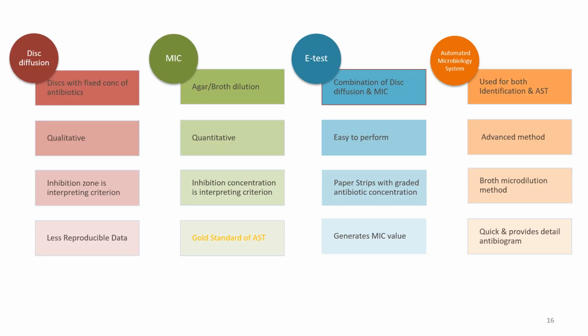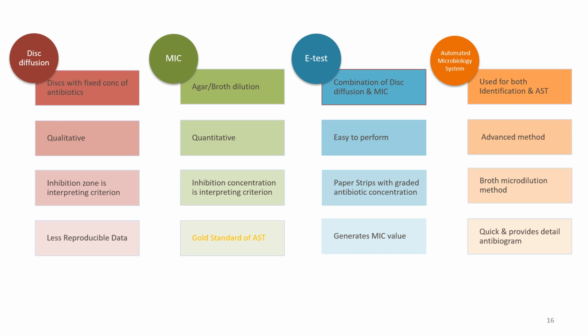To summarize, there are disk diffusion, MIC, broth dilution, E-test and automated methods. For disk diffusion, it provides qualitative results. Antibiotic discs are used. The zone of clearing around the antibiotics is taken as the criteria to interpret it. However, it has less reproducible data. The gold standard is MIC, that is broth dilution. It provides quantitative results, and the inhibitory concentration is taken as the interpretive criteria.